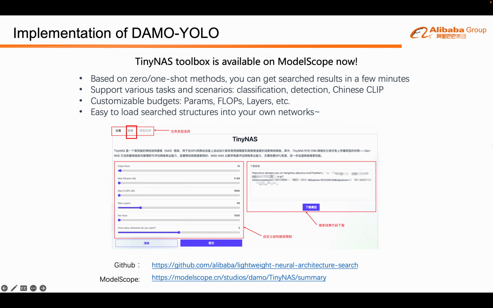ME-NAS has been integrated into our TinyNAS toolbox, and the TinyNAS toolbox is available on ModelScope now. On the TinyNAS page, after selecting the Detection tab, you can search for your architectures in tens of minutes by configuring using the Web UI. At the same time, ME-NAS has been released on GitHub. If you are interested in ME-NAS, you can search your networks with more configurable arguments based on our codes.